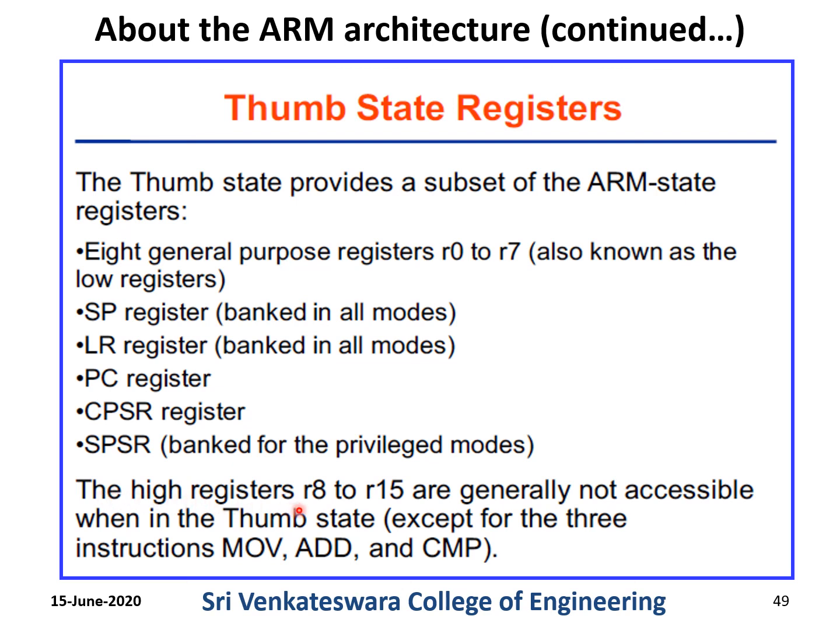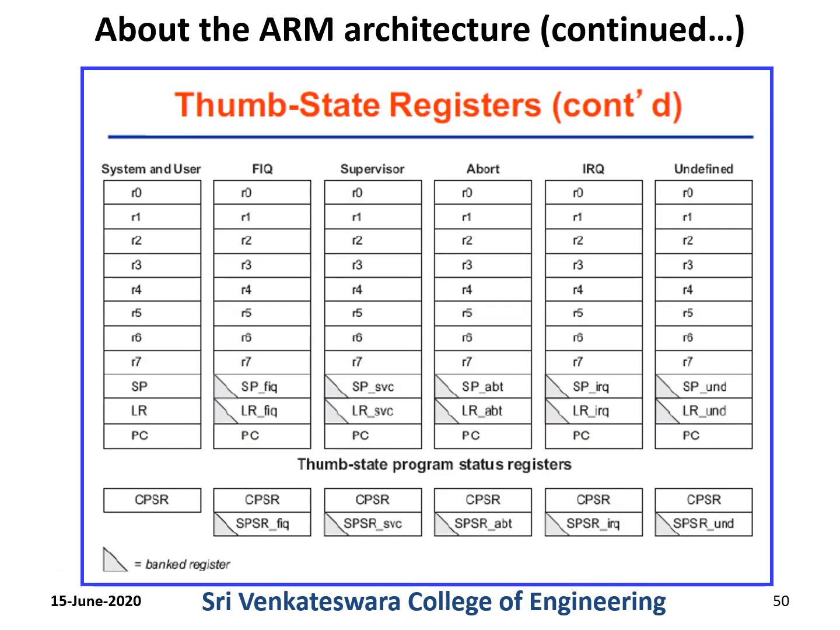Also, the high registers R8 to R15 cannot be accessed when the processor is in thumb state. But there are some exceptions. There are a few thumb state instructions such as move, add and CMP which can make use of these high registers R8 to R15. So all the registers which are used in thumb state are shown here. All the banked registers are shown with this gray shading.